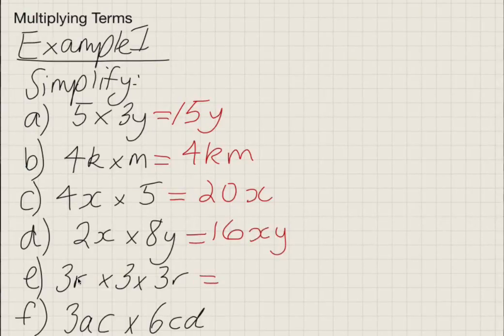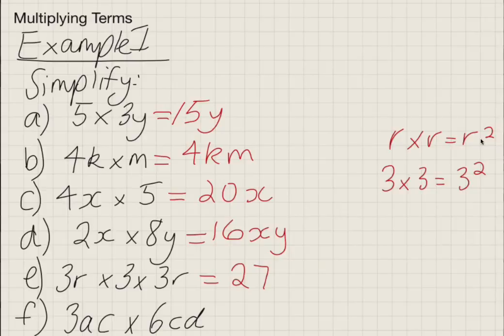Part E, 3r times 3 times 3r. Doing the numbers, 3 times 3 times 3 gives 27. And r times r, on a side note, r times r is the same as r squared. It's like saying we know that 3 times 3 is 3 squared. So whenever we have two letters multiplied by each other that are the same, it just becomes squared. So r times r isn't r, it's r squared.